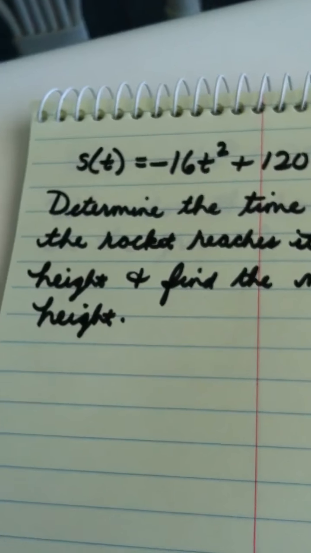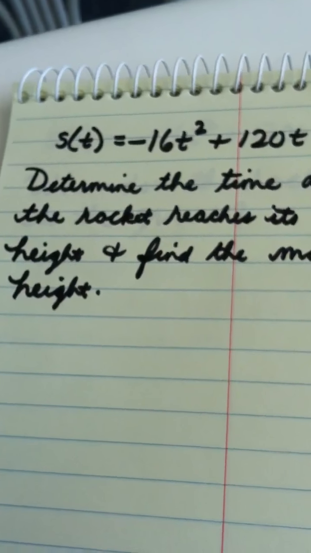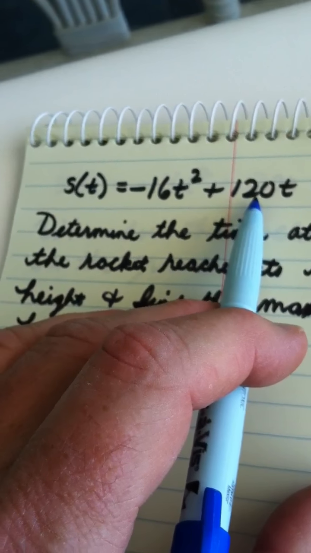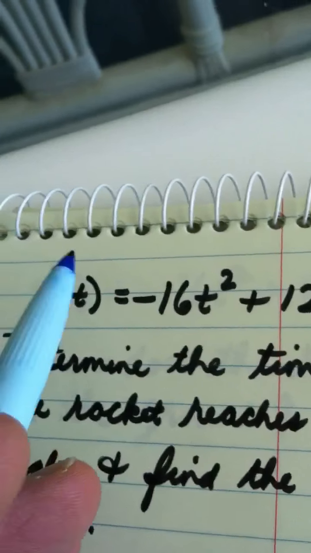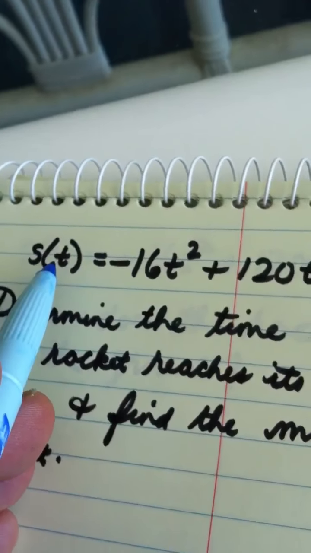Alright, ladies and gentlemen, let's look at this problem. Now, in the actual printed class notes, they give you a lot more information. They talk about the initial velocity, different things. What is the most important from this problem is this formula, this function actually, which is called a position function.